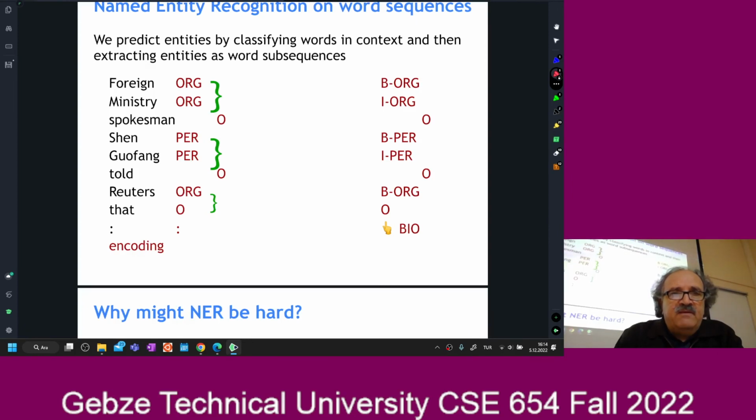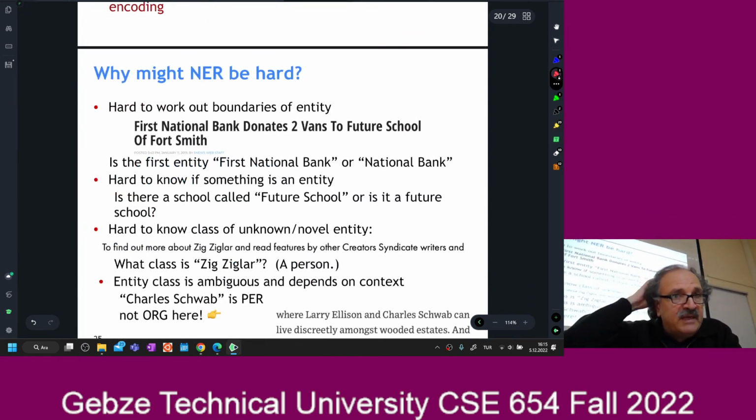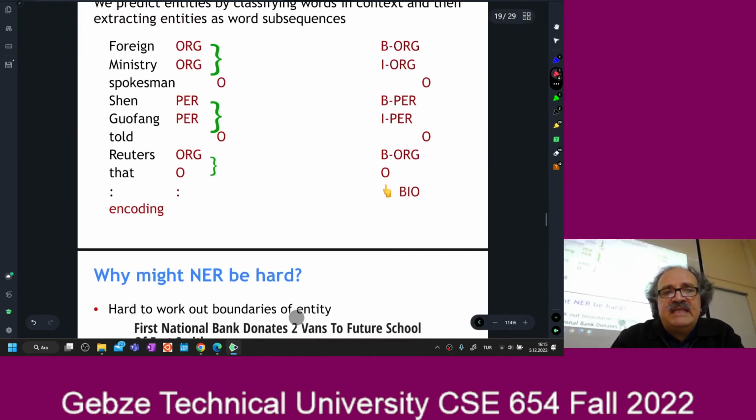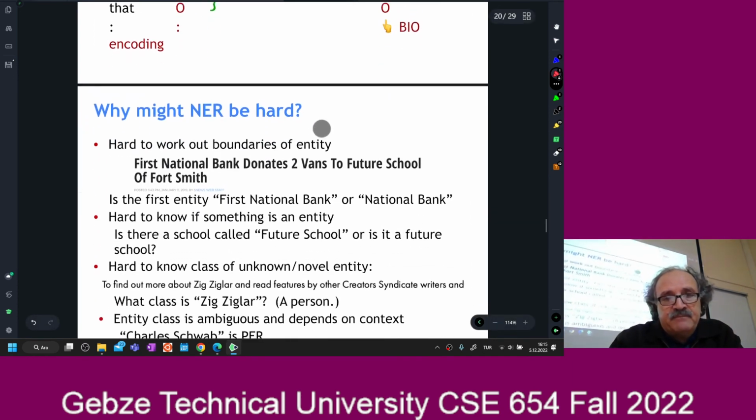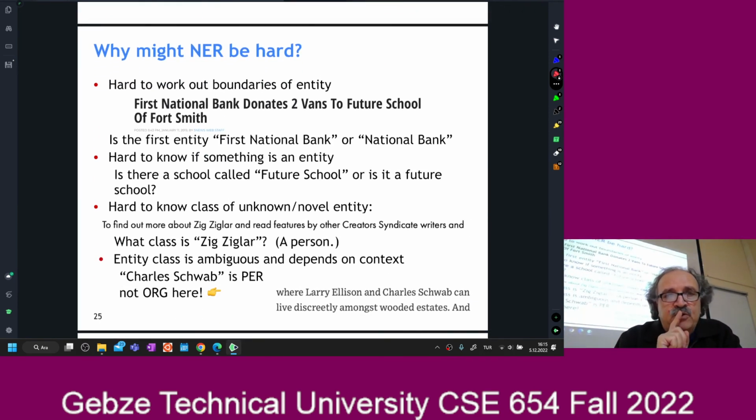Foreign Ministry spokesman Shen Guofang told Reuters that something. This is an organization, person, organization. These are O's, others. By the way, this is not an easy problem. By just looking at the word itself, you cannot say if it's a person or not.